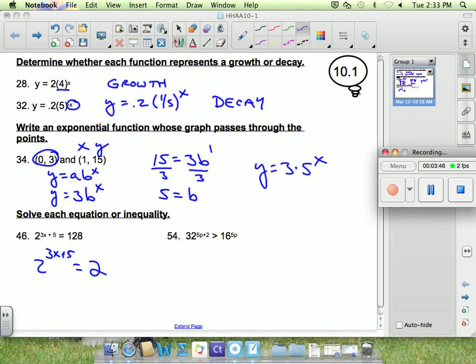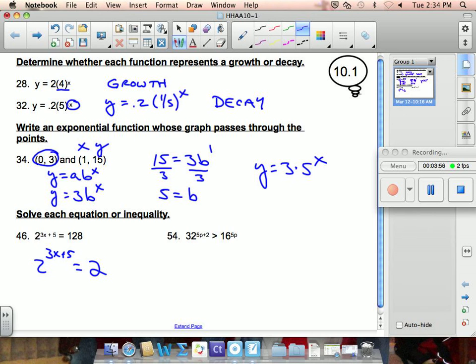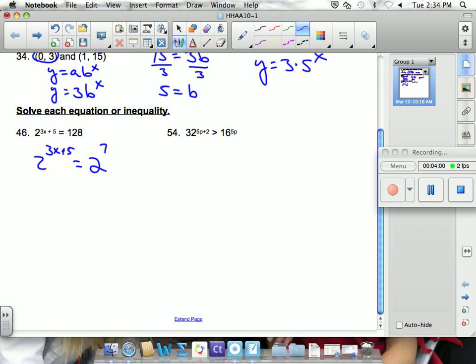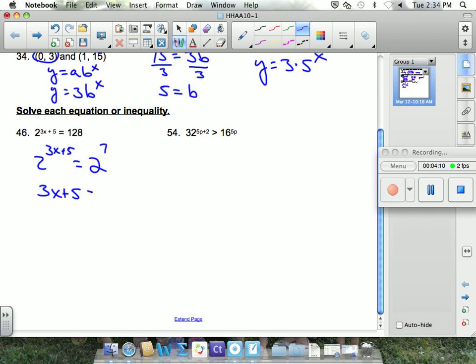Now 128 is a power of 2. Well, 2 times 2 is 4. Times 2 is 8. Times 2 is 16. You keep on going and you find out that 2 to the 7th gives you 128. Now we can use that one property. I have 2 to a power and 2 to a different power. So the powers have to be equal, which gives me an equation I can solve.